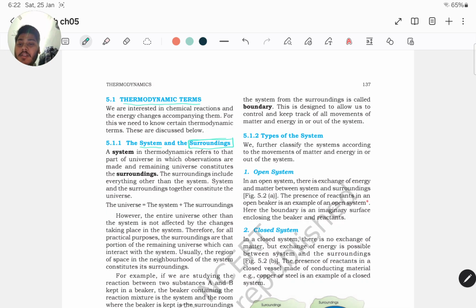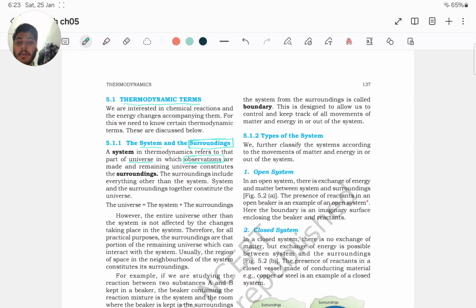System in thermodynamics refers to the part of the universe. Universe means the whole surrounding, the whole environment. Thermodynamics refers to that part of the universe in which observations are made, and the remaining universe constitutes the surrounding. So the part of our environment that we are using for our observation is the system.